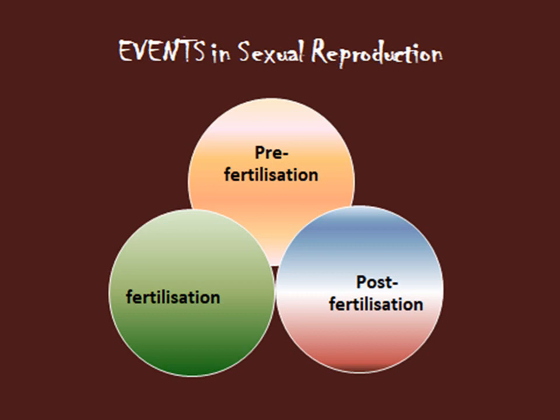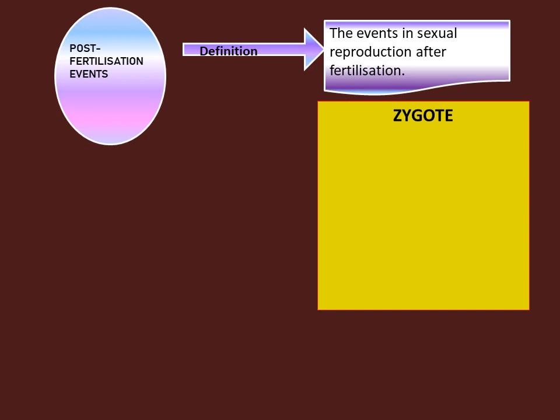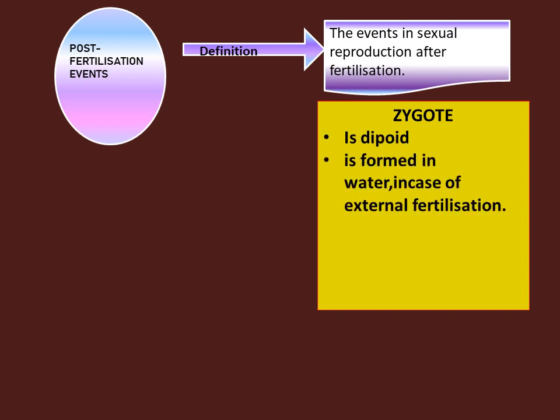Events in sexual reproduction: pre-fertilization, fertilization, post-fertilization. We studied two topics, pre-fertilization and fertilization. Now we will learn about post-fertilization. Post-fertilization events. Definition: the events in sexual reproduction after fertilization are called post-fertilization events. After fertilization, zygote is formed, which is diploid.